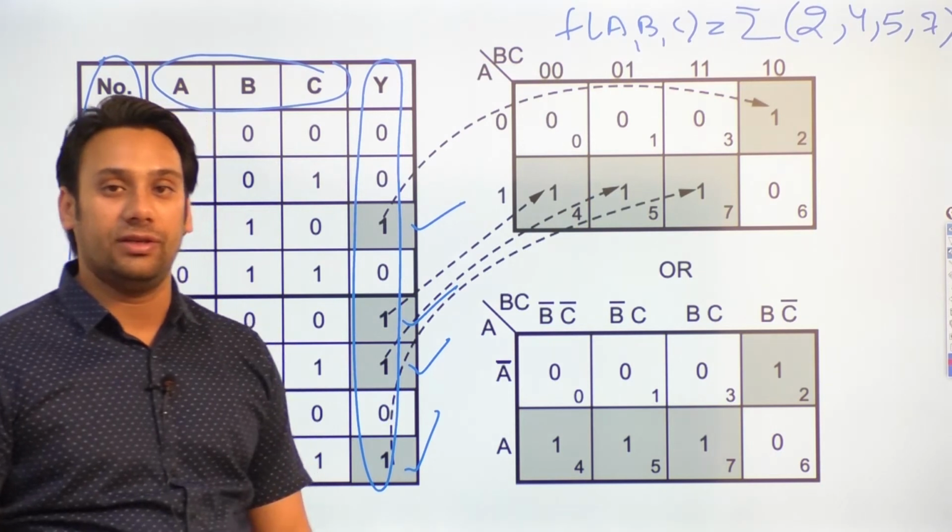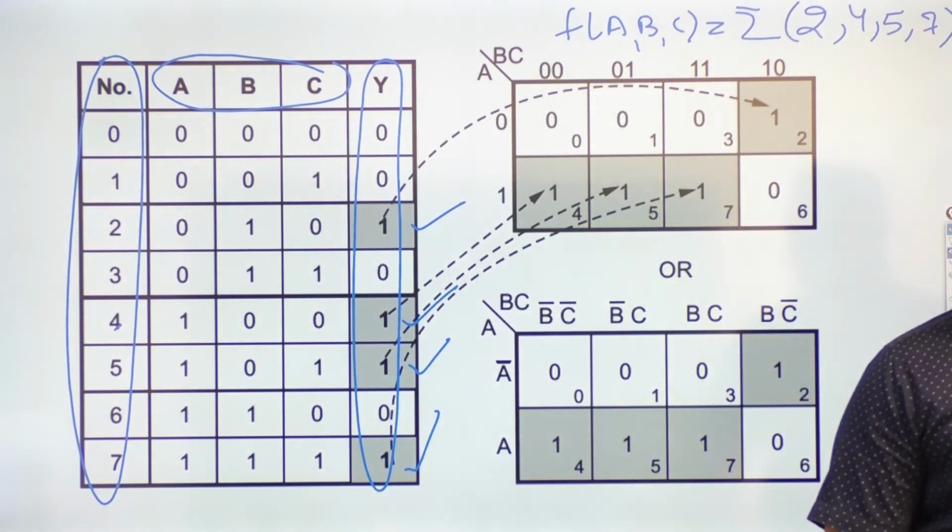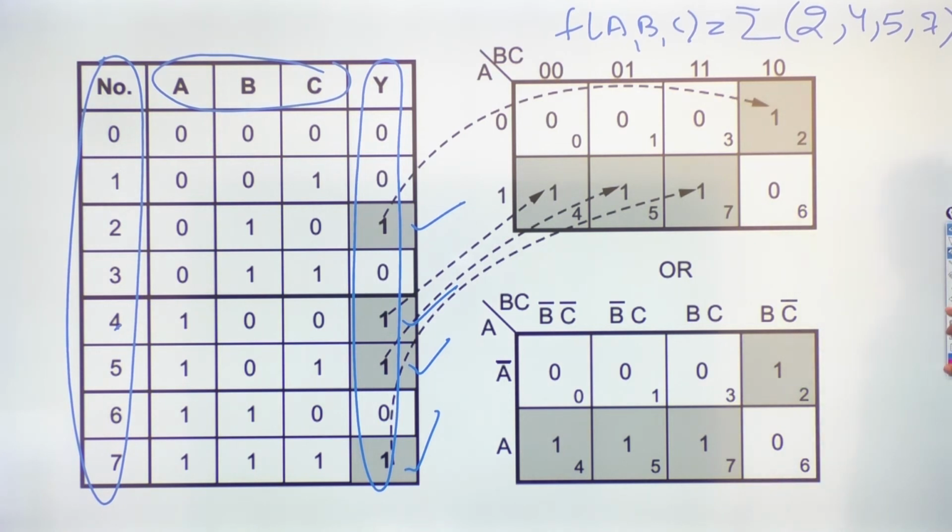These locations will be having value 1. So I think you can analyze it. You can understand this. You can try and analyze this function. Okay.